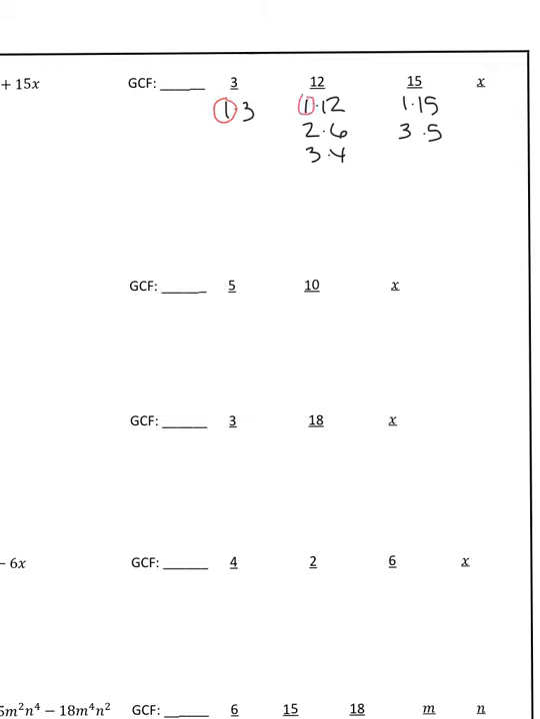So they all have a 1. They always all have a 1. These guys all also have a 3, right? And we don't have to check anymore because 1 and 3 only has 1 and 3. So I know I have a GCF of 3.